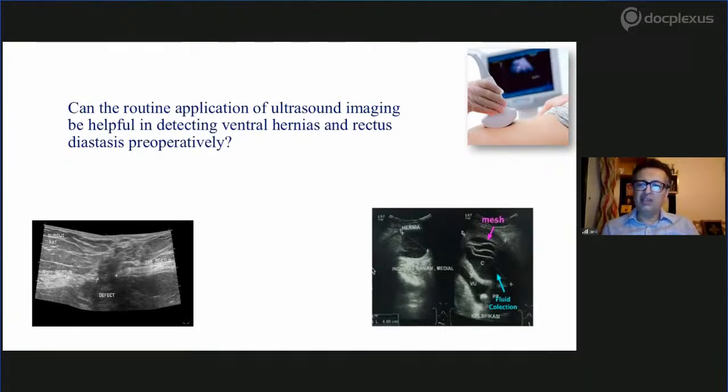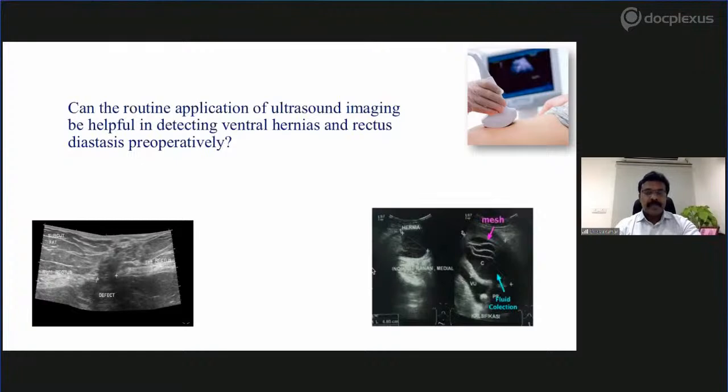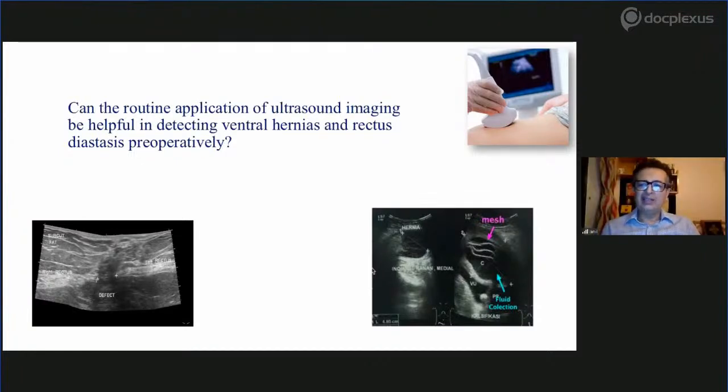I am still not convinced about doing CT scans for the entire range of patients that come to you with a hernia. But I can see the value of doing an ultrasound imaging on table to see if this patient has a significant rectus diastasis or not. So for me, a CT scan would be selective, but perhaps more and more use of intraoperative ultrasound seems to be the way to go in future, and certainly very useful for rectus diastasis.